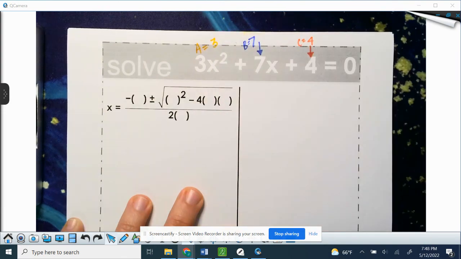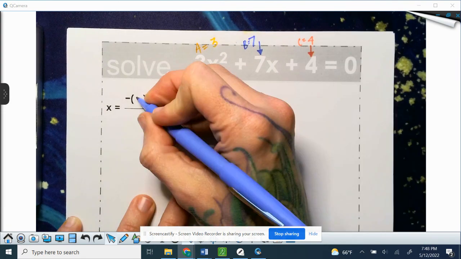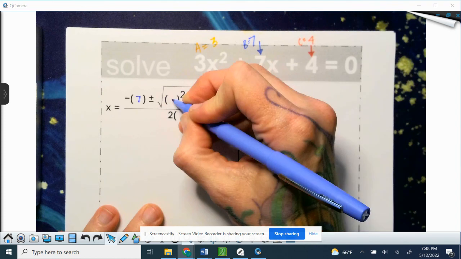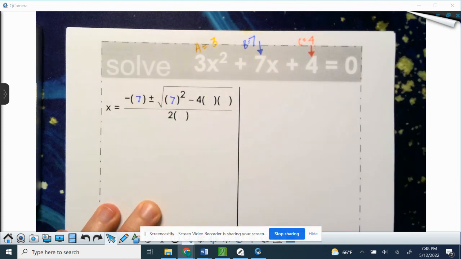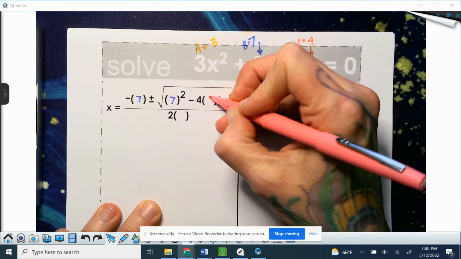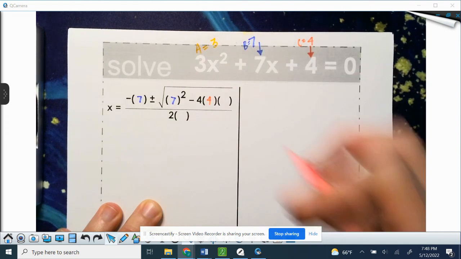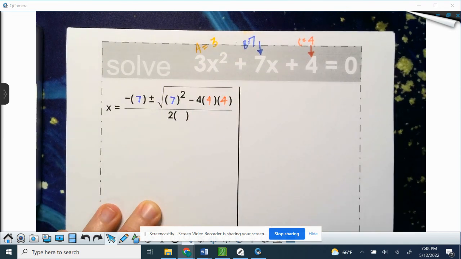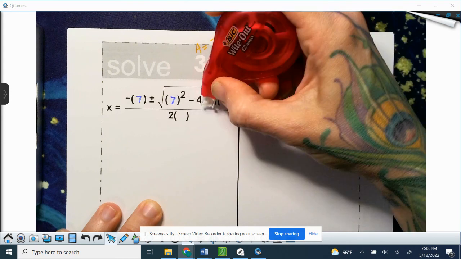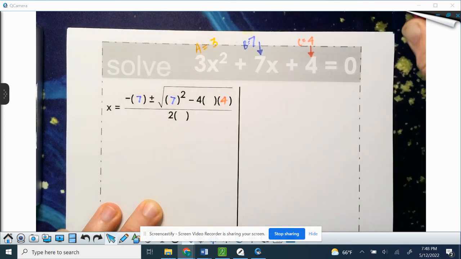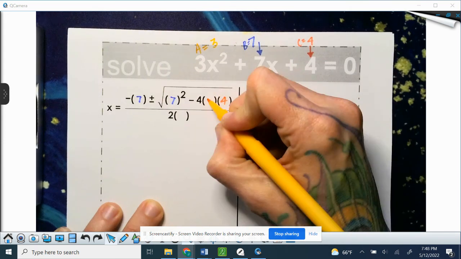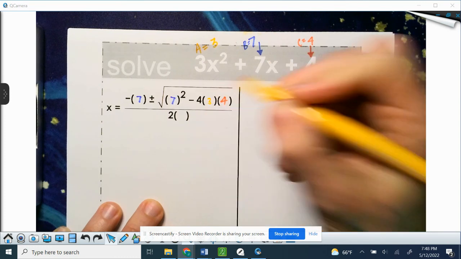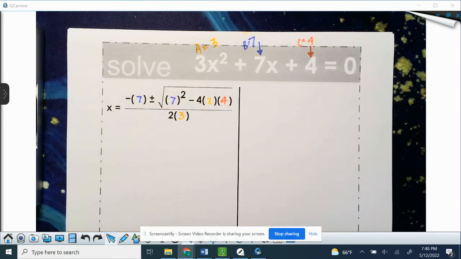So the equation is the opposite of B. So 7 plus or minus the square root B squared minus 4A. Whoops, I messed that up. Sorry, C, 4AC. I jumped the gun. I was excited about the pink pen, I think, maybe. 4AC, so 3 is going to go here. And then 2 times A, which is 3. And then we're just going to work through this.